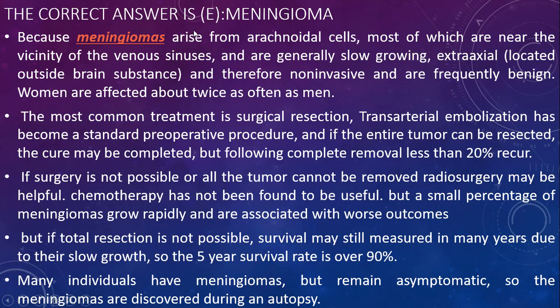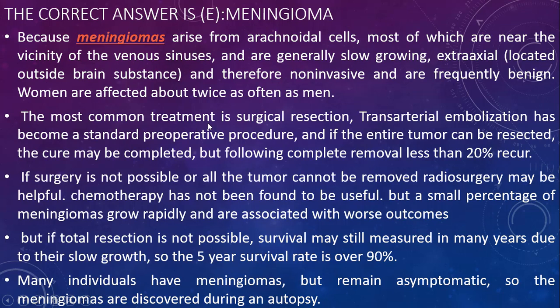The correct answer is E, i.e., meningioma. Because meningiomas arise from arachnoidal cells, most of which are near the vicinity of the various sinuses and are generally slow-growing, extra-axial, i.e., located outside the brain substance, and therefore non-invasive and frequently benign. Women are affected about twice as often as men.